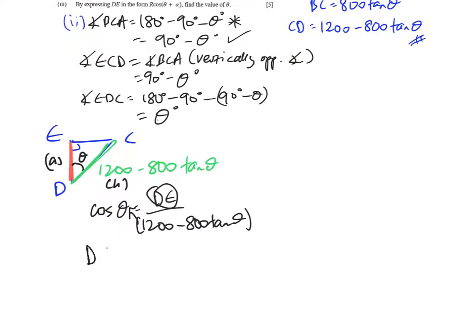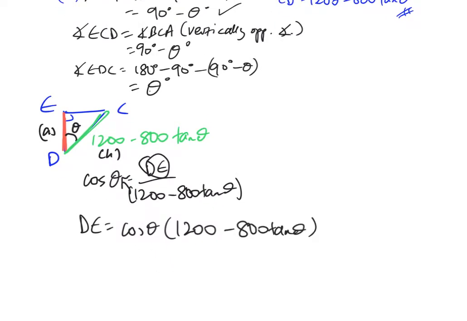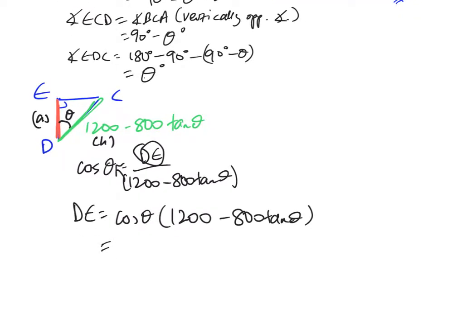So with that, I can very quickly find DE by again doing a cross multiplication. So DE is equal to cosine theta times 1200 minus 800 tangent theta. But hey, in the question, they have actually mentioned that DE is to be expressed in cosine theta and sine theta. There is no tangent theta involved in the final expression. So what we do, we change the tangent theta that we have into sine theta over cosine theta.